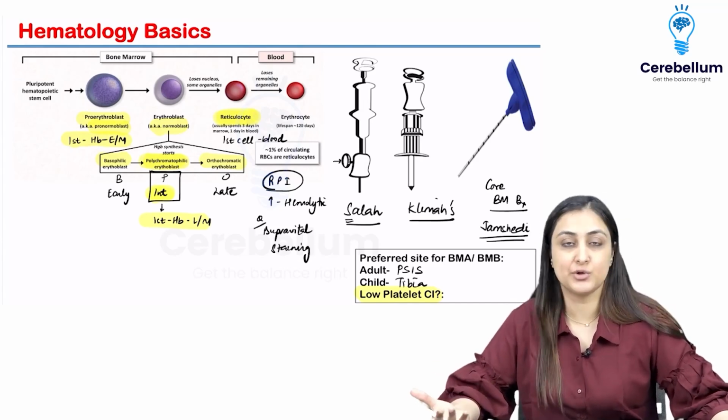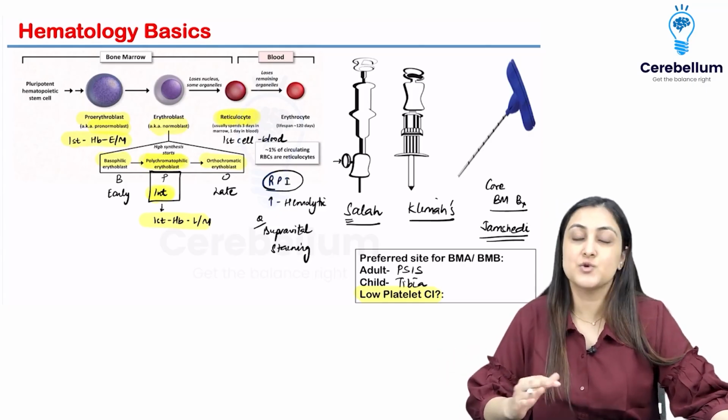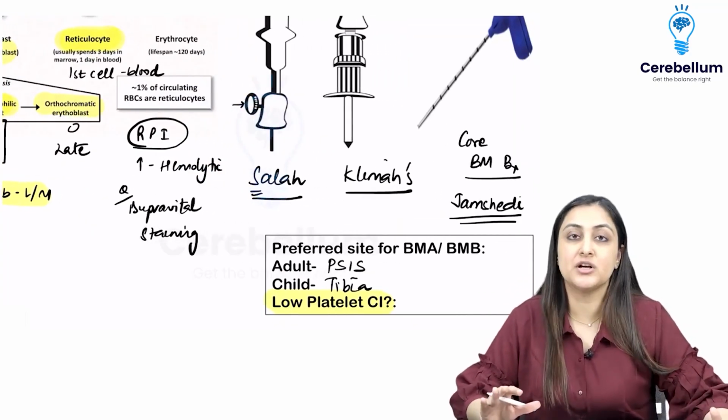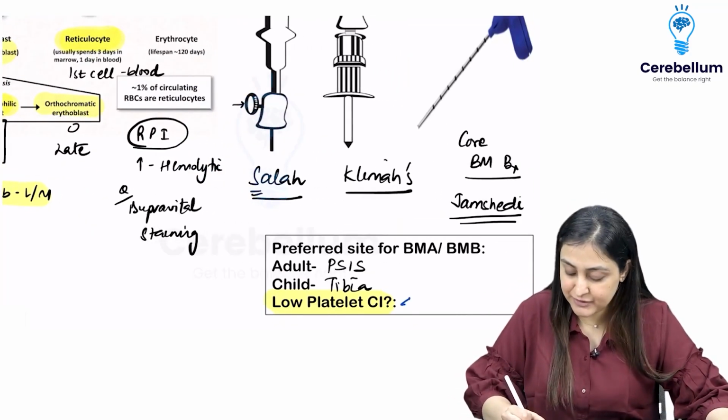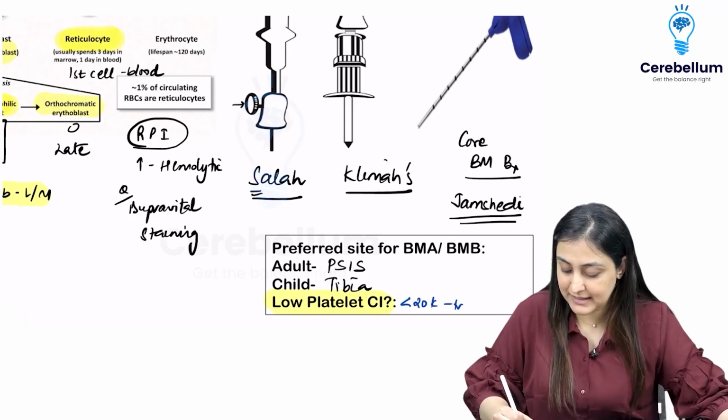Because you want to find out the causes of low platelets or any other low blood cell, right? So in this case, you cannot have low platelets as a contraindication. 50,000 is not the cutoff like we have for others, but if it is below 20,000, then you would want to transfuse and then do the biopsy.